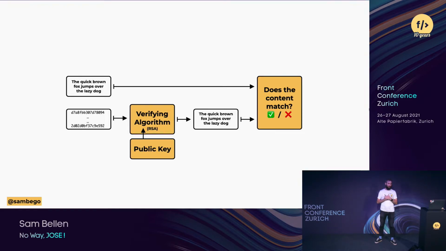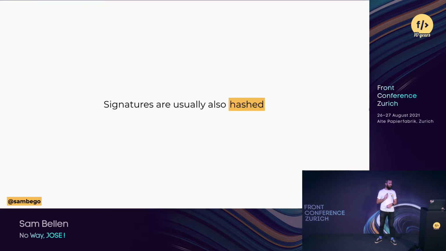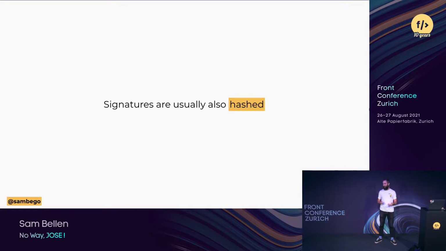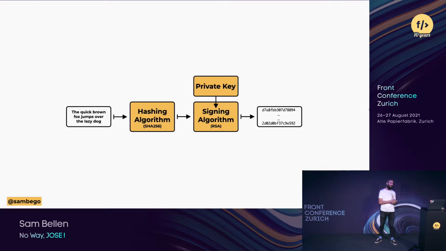The hashing function is a one-way function. But signatures are also usually hashed, to make it more complicated. So what you usually do is you first hash and then you create your signature based on the hash, but that's just some extra information.